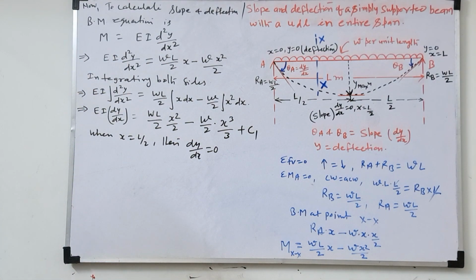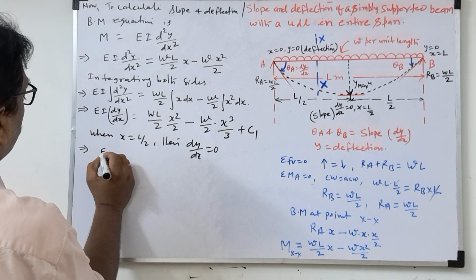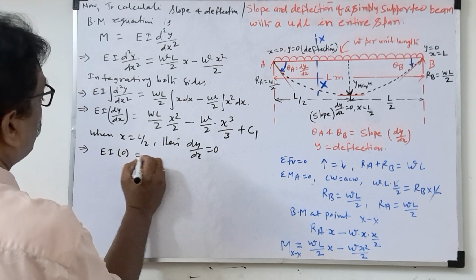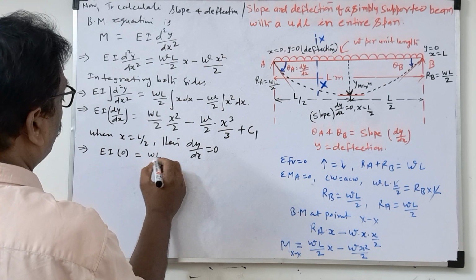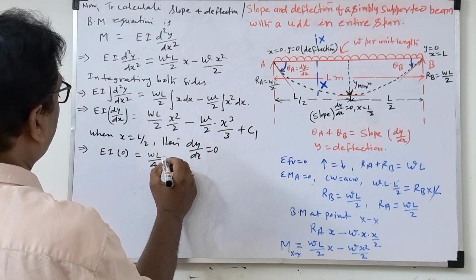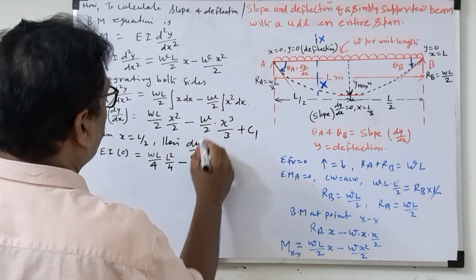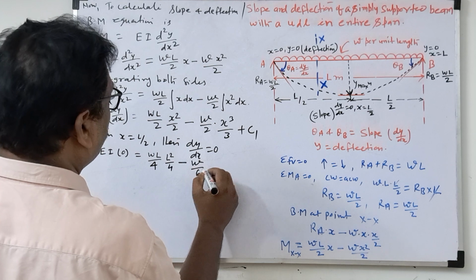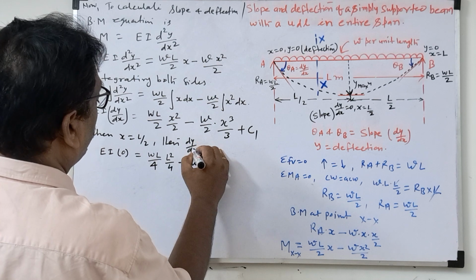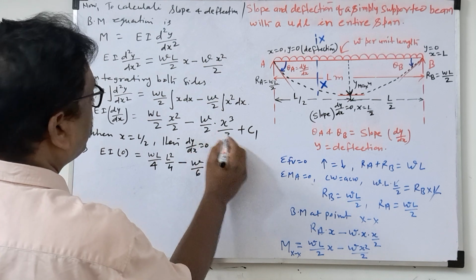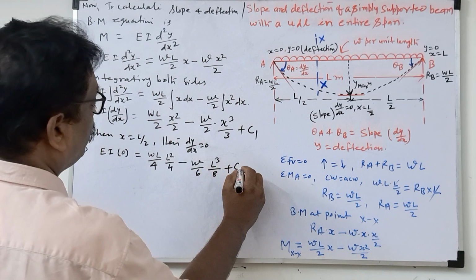So we'll substitute this value here. That implies what will come? This will get EI dy by dx, which is 0. Now x equal to L by 2. So this is wl by 4. Then x square means L square by 4, so L square by 4, minus w by 6, x cube, L cube by 8, plus C1.